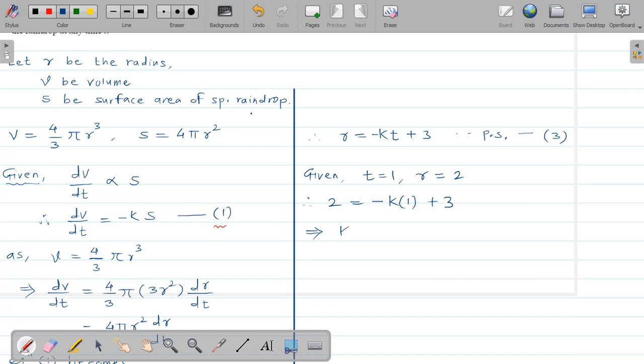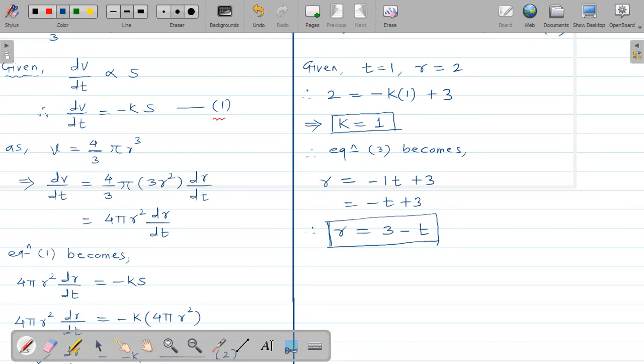See, we get k is equal to 1. See here carefully. After solving this, we get k is equal to 1. Hence, equation number 3 becomes r is equal to minus k, means minus 1 into t plus 3, that is minus t plus 3. So hence we get r is equal to 3 minus t.